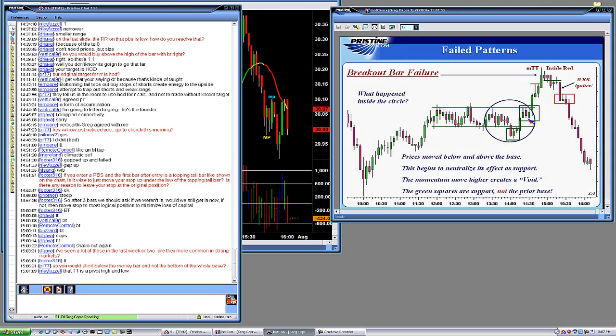So here's a breakout bar failure. There was a strong move up. You get a little consolidation, and then prices break above the high of these bars. We're looking for relatively equal highs, and then a continuation. Got a little topping tail bar, and then the inside bar. So when it breaks the low of that inside bar, you want to start paying attention.